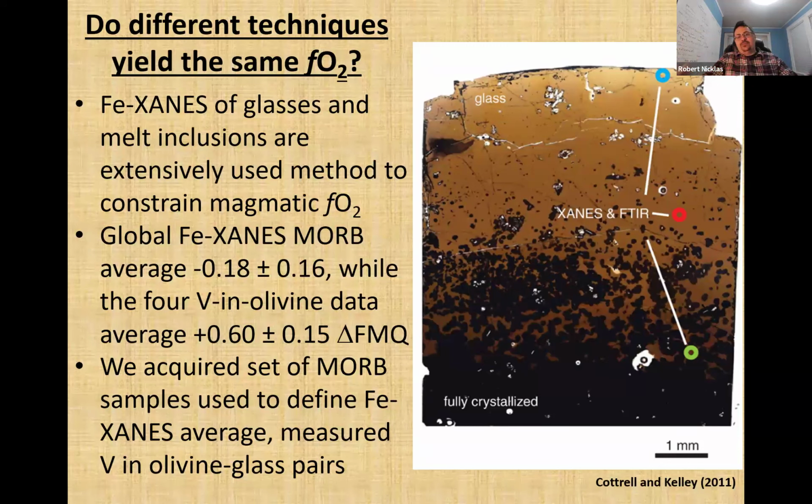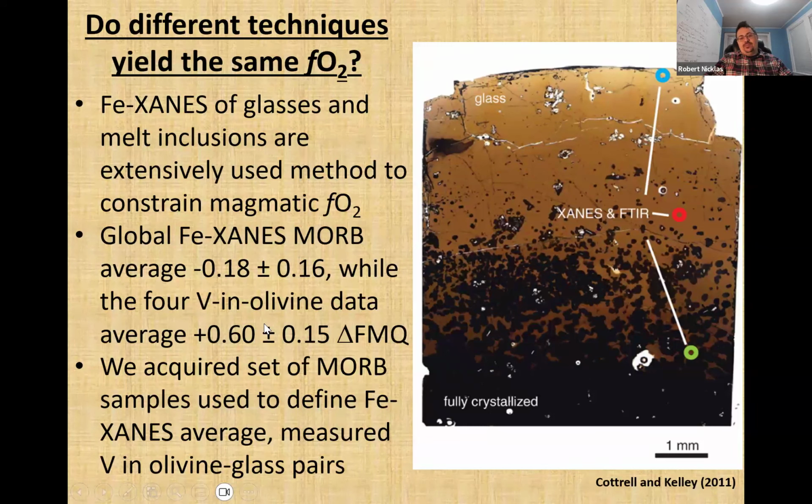And so what we're doing here is looking at MORB lavas using our method and more conventional methods for determining FO2 and seeing if they give the same result. The most conventional method for determining FO2 is called iron XANES, X-ray absorbance near-edge spectroscopy, which uses volcanic glass and does synchrotron-based spectroscopy on it. And there's a global MORB average from Cottrell and Kelley 2011 that everyone who works in mantle redox quotes. This is around minus 0.18 plus or minus 0.16 delta FMQ.